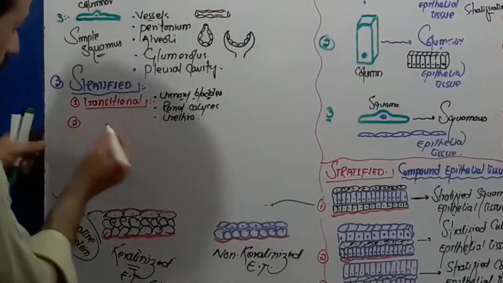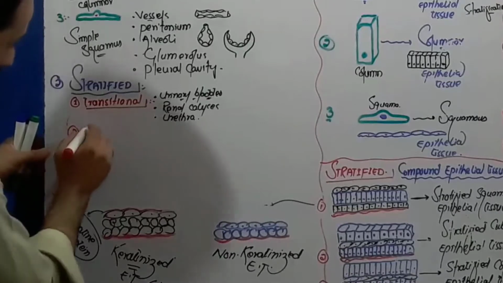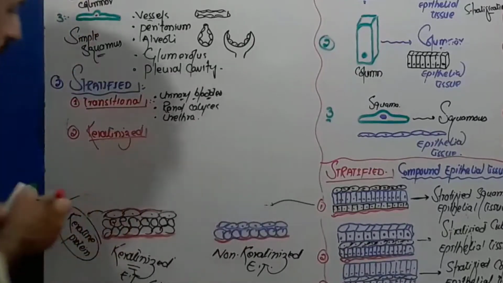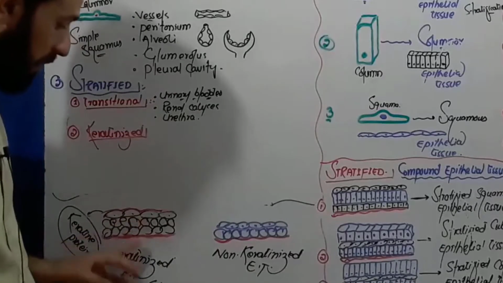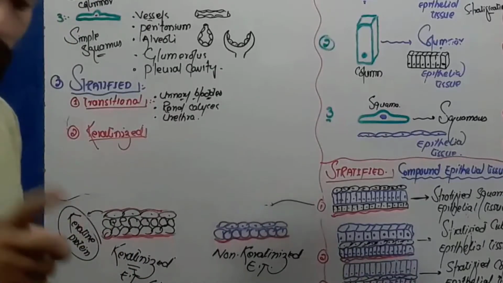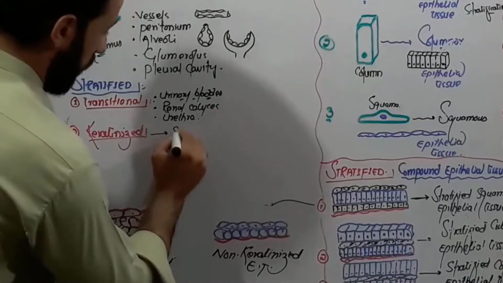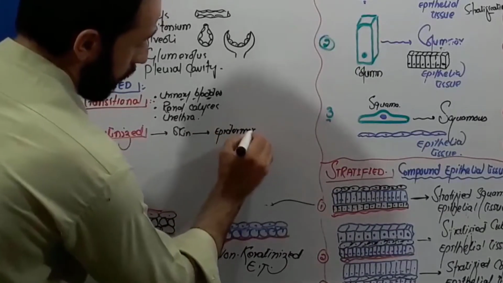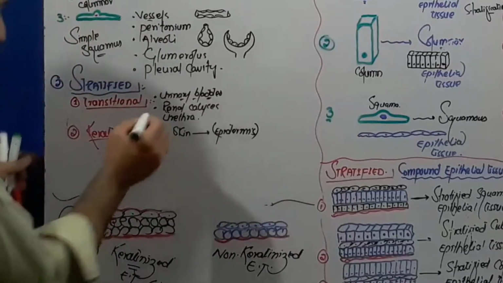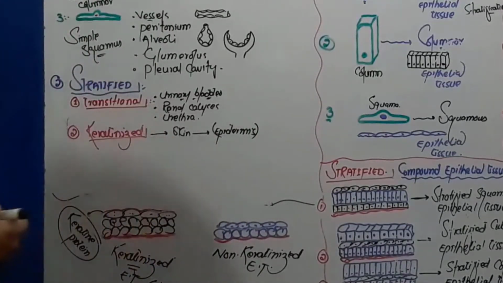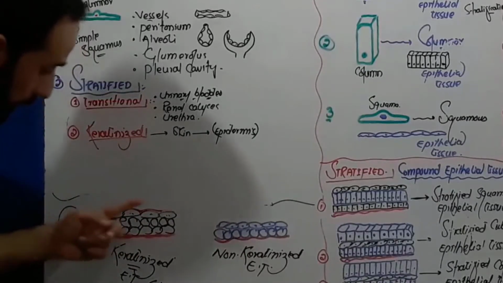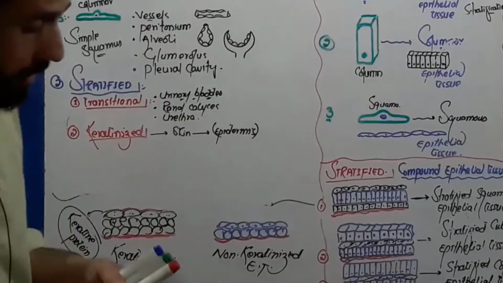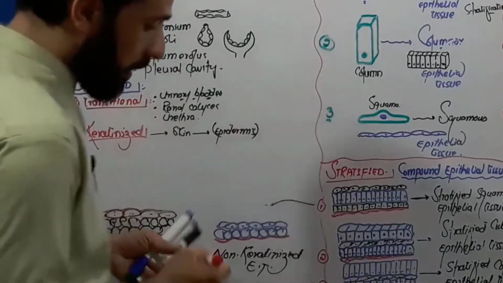The next one you can see here is number 2. If we write here, this one is keratinized. And in keratinized, which one? In our skin we have the stratified squamous keratinized epithelial tissue, and they are present in our skin, right? And skin where? They are present in the epidermis, right? So our epidermis is actually keratinized squamous stratified epithelial tissue, the superficial layer of the skin. Then there is the non-keratinized epithelium.